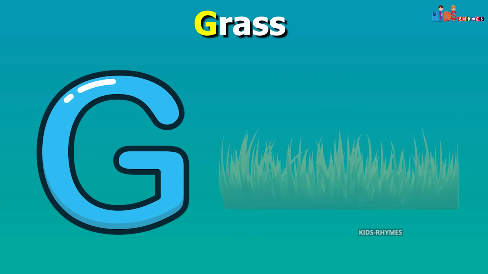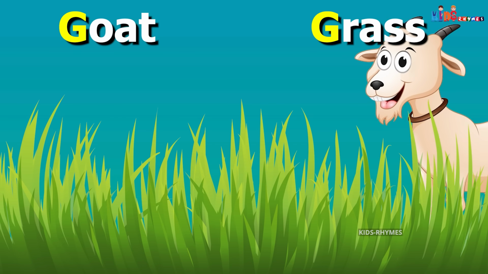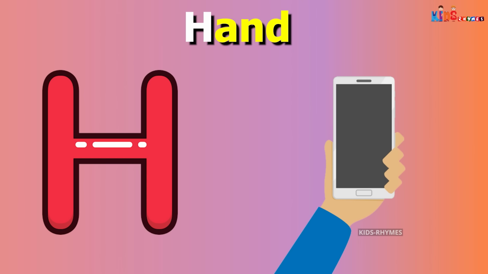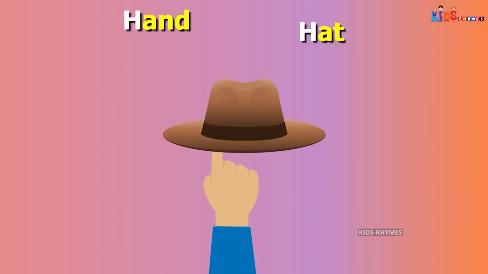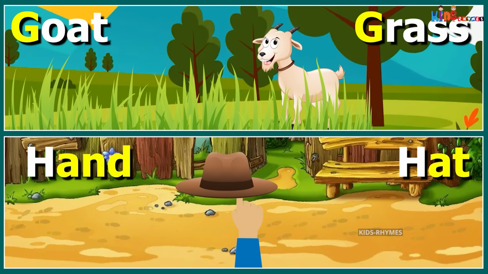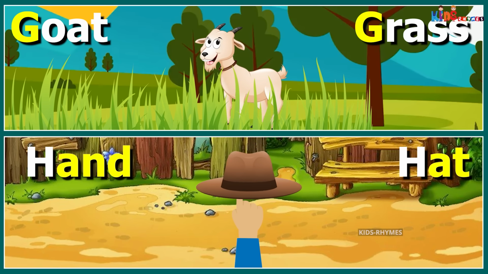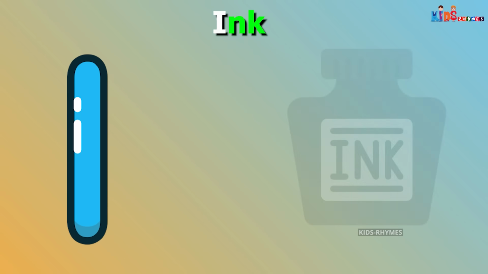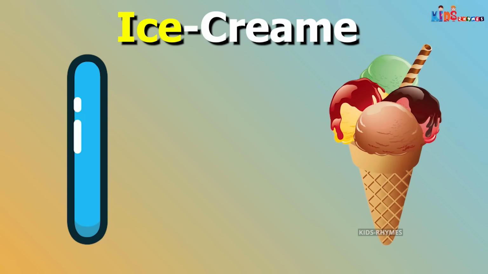Frog. G for grass. H for hand and H for hat. I for ink and I for ice cream.